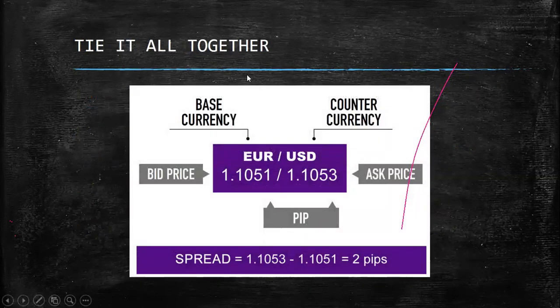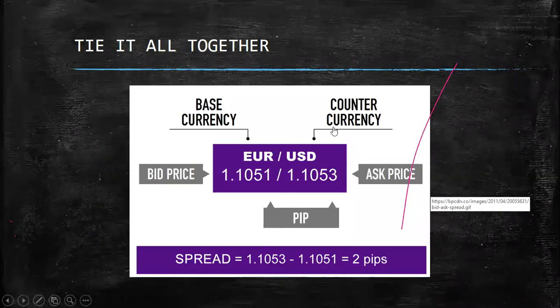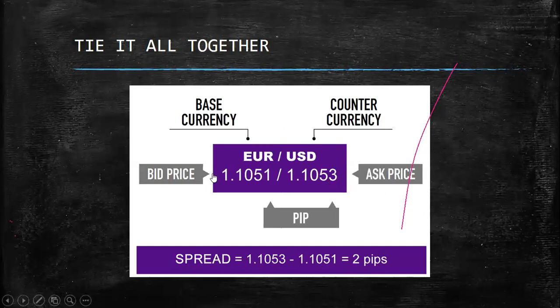Okay, let's tie this all together real quick. Left side of the slash is the base currency. Right side of the slash is your counter currency. Left side is your bid price, and right side is your ask price. The ask price is what you buy at, and the bid price is what you sell at. Think of it like an auction. You put a bid in at an auction, and the person who's selling the stuff puts in an ask price.